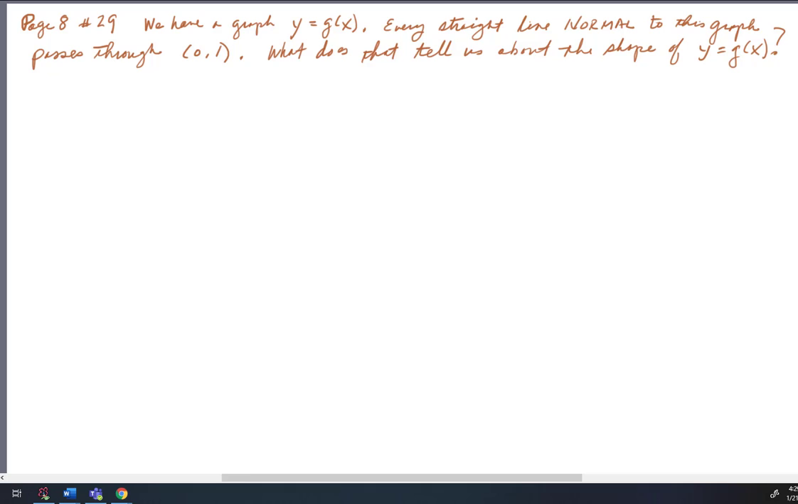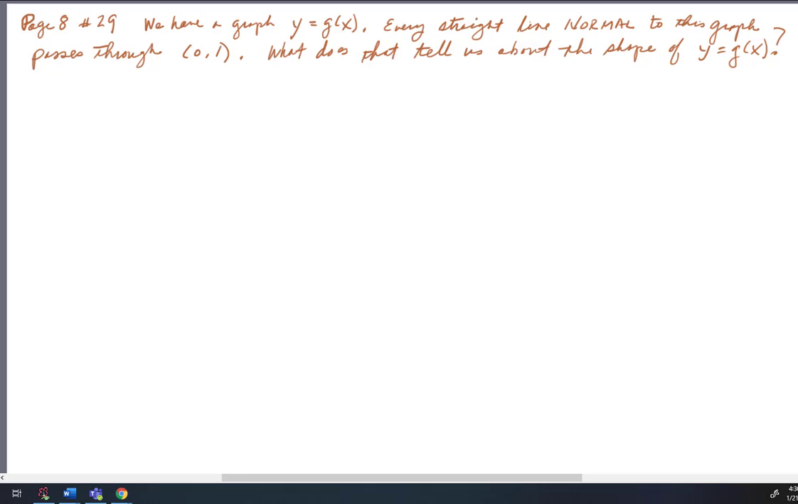Several of you had a bit of struggle with this one. It's from the first assignment, on page 8, problem 29. Paraphrasing just a tiny bit, really just simplifying what the question was, it says that we have a graph y equal g of x, and every straight line that's normal to that graph passes through the point 0, 1.